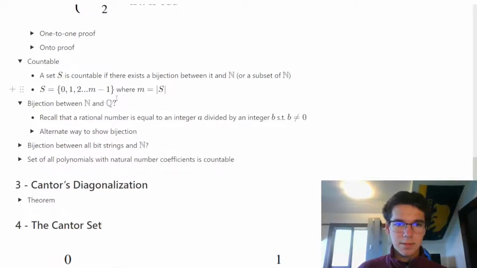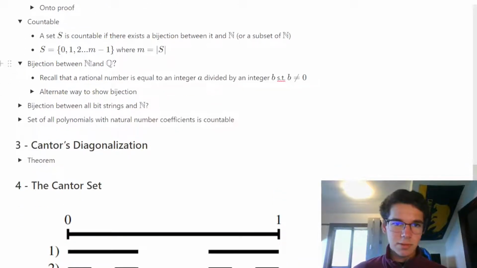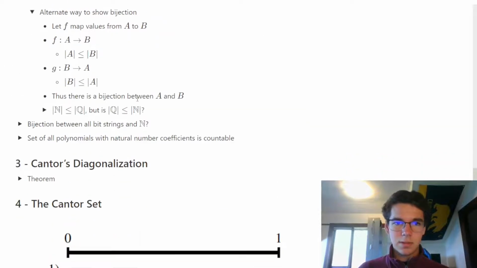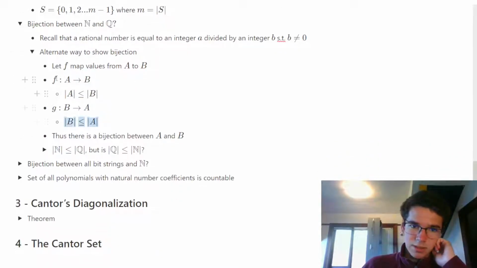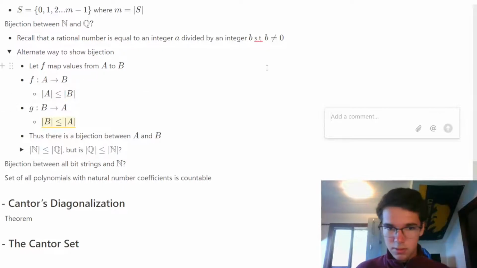Okay, and now we're going to see if there is a bijection between the set of natural numbers and the set of rational numbers. So we're just going to recall the definition of a rational number. A rational number is a number that can be expressed by a divided by b, such that a is an integer and b is also an integer, as long as b is not equal to 0. And then another way we can show bijection is to show that the set of natural numbers, or actually this is the general case. I did not mean to do that.